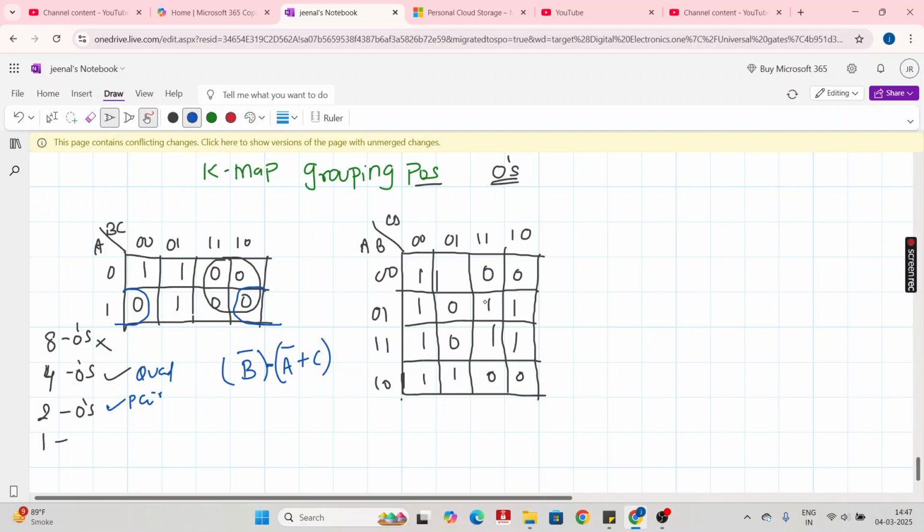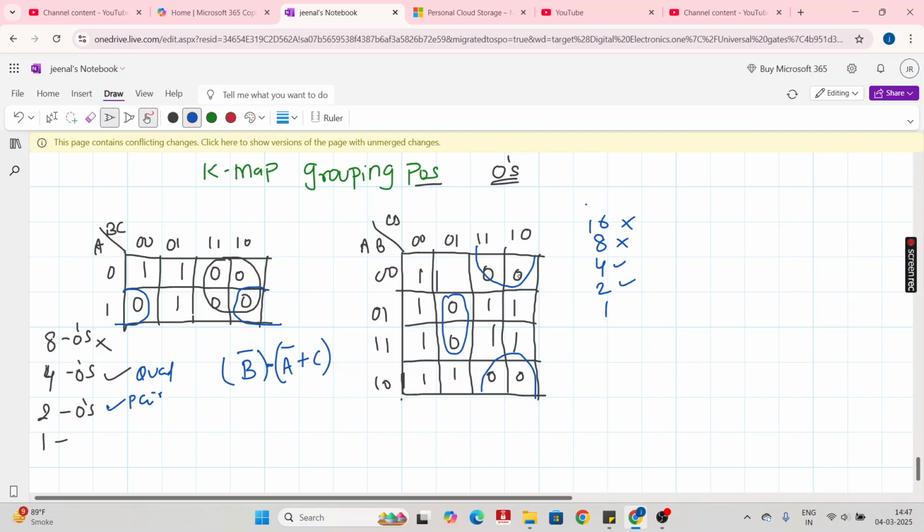Let's see in the second numerical how we can group them. Do I have 16 zeros? No, not possible. I also don't have 8 zeros. Next possibility is 4, 2 and 1. Do I have 4? Yes, I can group these 2 zeros and these 2 zeros. So I have one quad here. The next possibility is a pair of these 2 zeros. So I have a pair here.